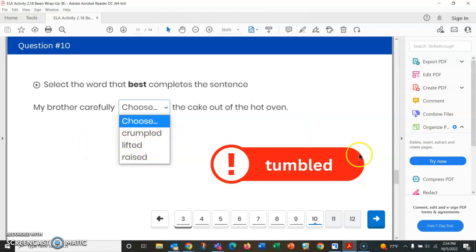And then you might have a different version that has other words. I didn't have the sentence there. All I had was the answer. So the answer would be tumbled for that one. Pick your right answer there.